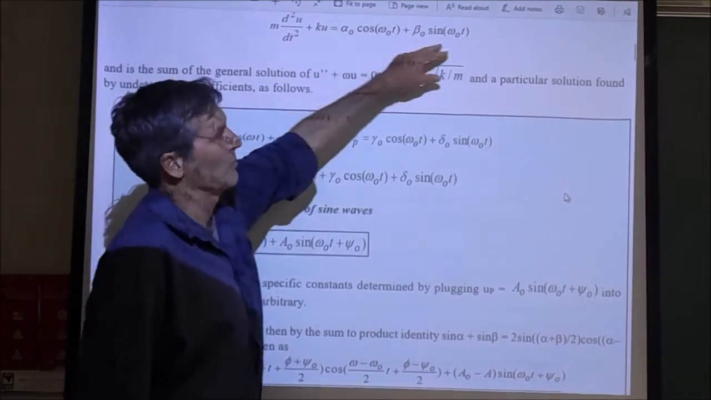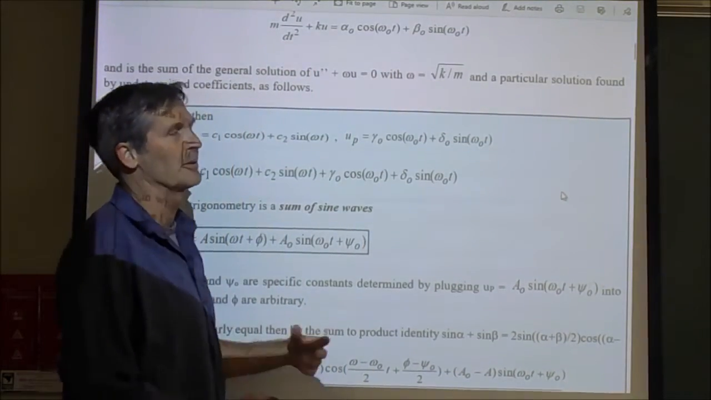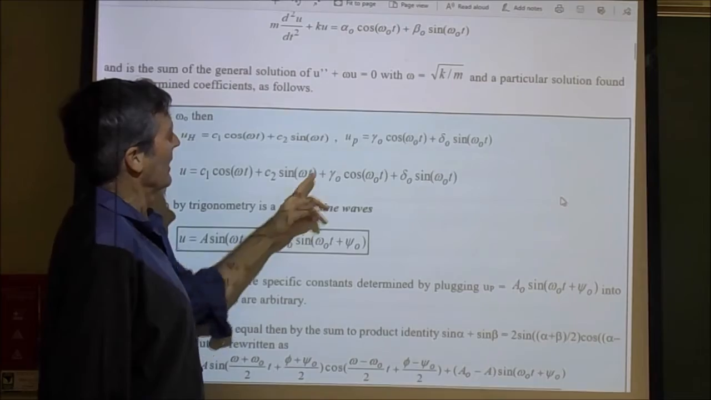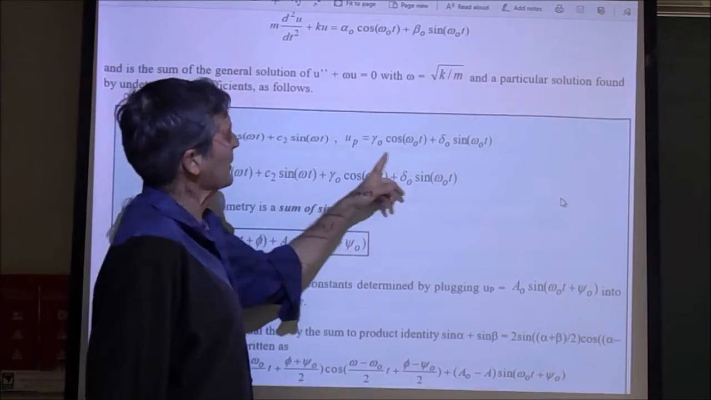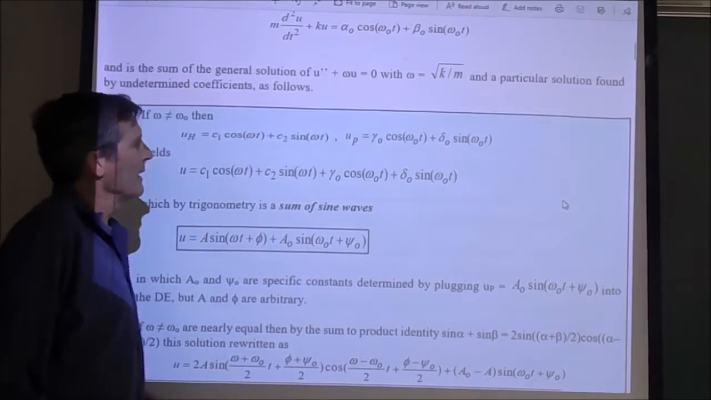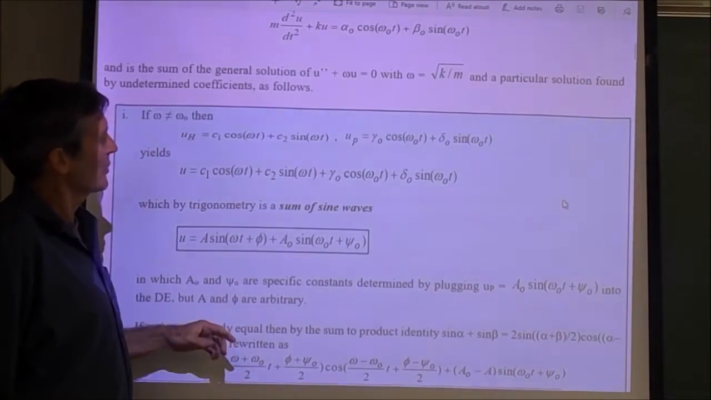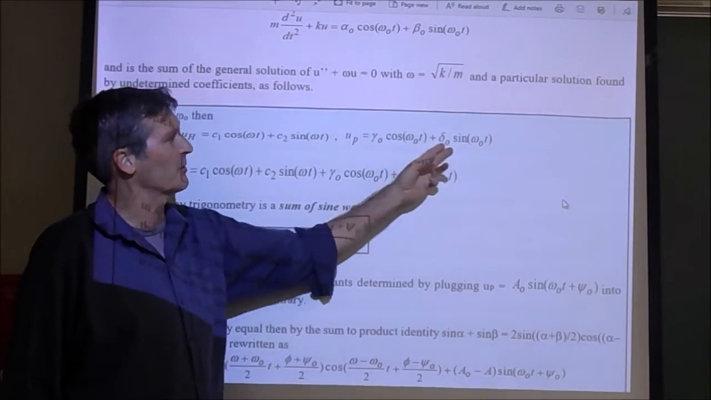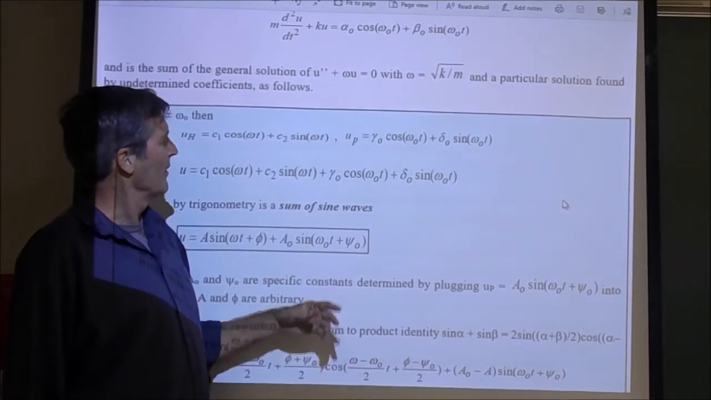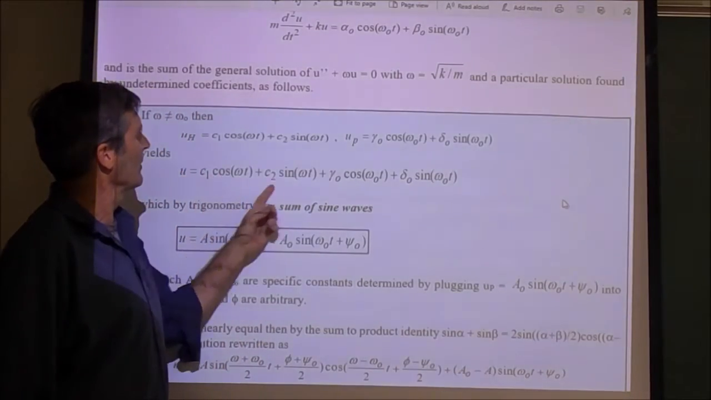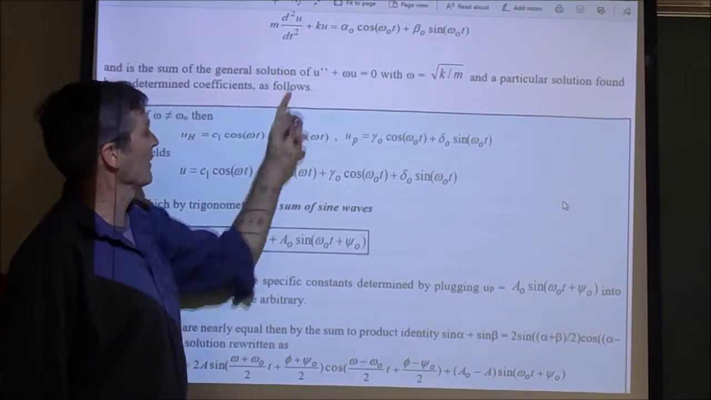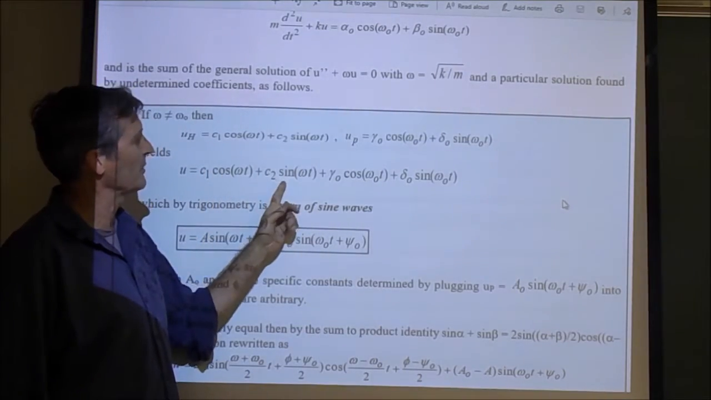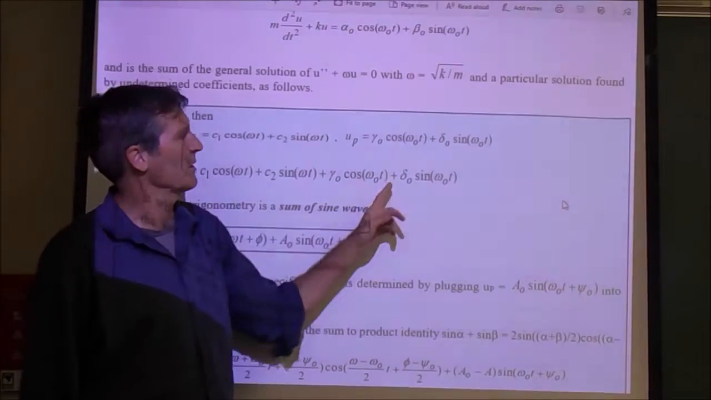Now what happens with this on the right? If you look at that method of undetermined coefficients that we spent so much time on before, we found that the form of a particular solution was this one. So we could plug this into the differential equation and find out what the unknown constants, gamma 0 and delta 0, were. Then the general solution to the non-homogeneous problem, forced vibration, was the homogeneous general solution, c1 cosine plus c2 sine, plus this particular solution here.